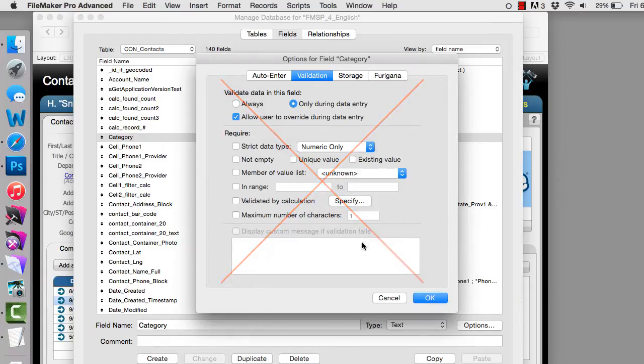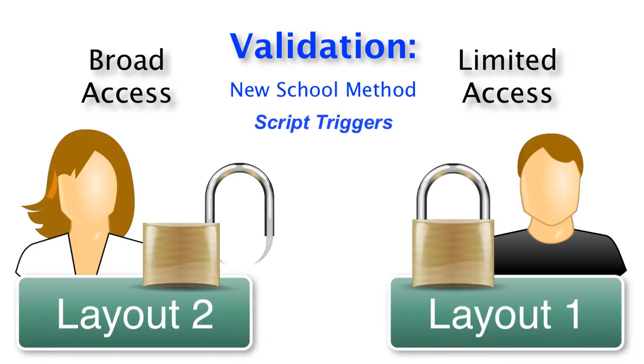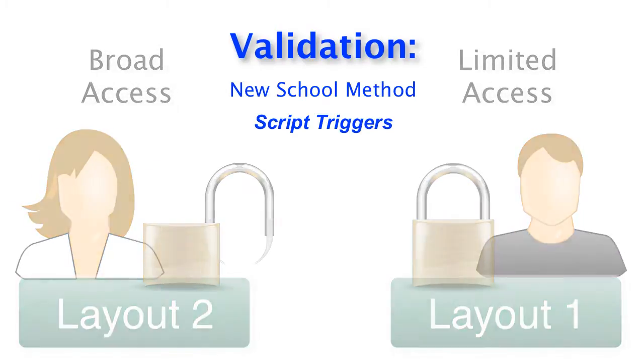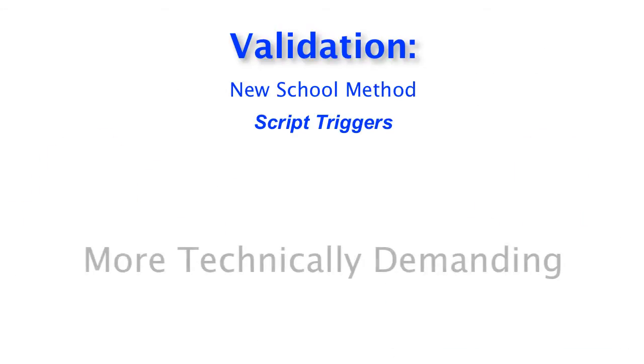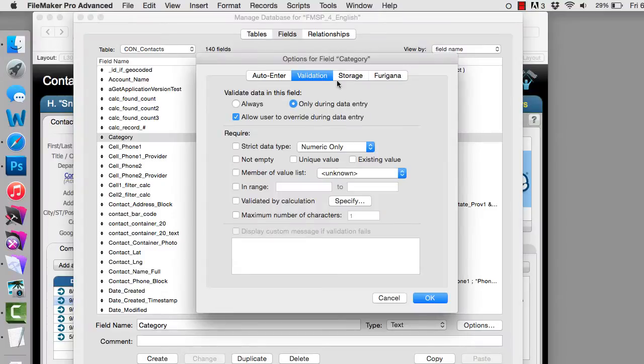That's why generally for the development that I personally do, I try to use the more modern script triggers to set up those validations. Now, to be perfectly clear, writing script triggers to do validation is more technically demanding. Once again, that's why I'm giving you the 20,000 foot view here. Setting up this tab here to perform validations is technically much simpler and easier to do, but it gives you less flexibility in setting up and executing your validations.